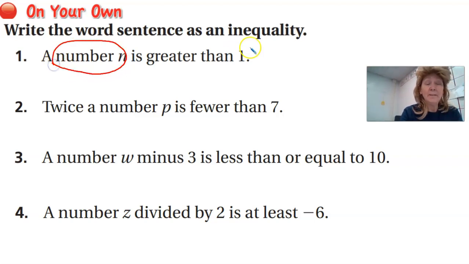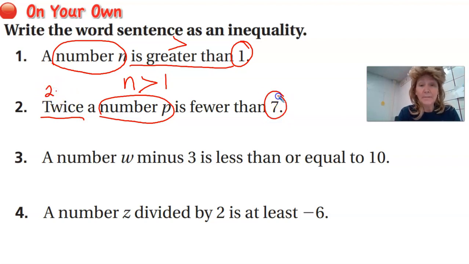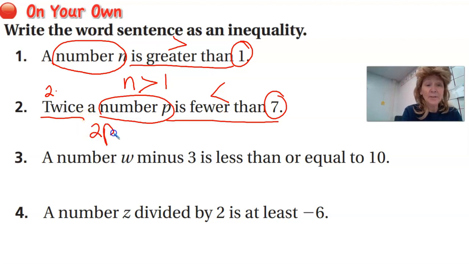Number N is greater than 1. Underline is greater than, and there's the symbol. N is greater than 1. Twice is 2 times a number P. Oops, I didn't mean to circle the twice. I meant to underline twice. It's a math word, not a number. I mean, it is a number, but it means 2 times. Okay, is fewer than is the less than symbol. So I say 2 times P is less than 7.